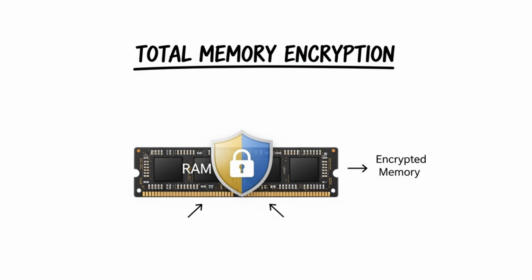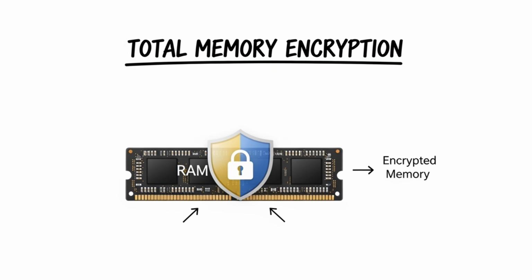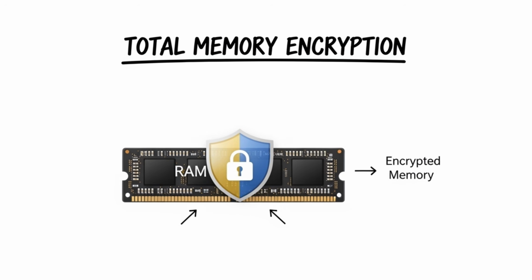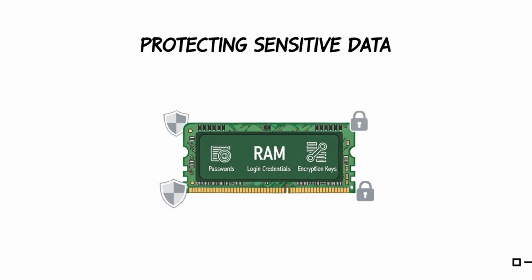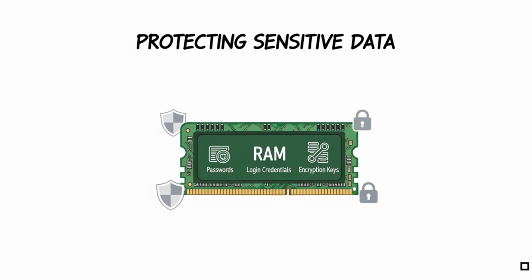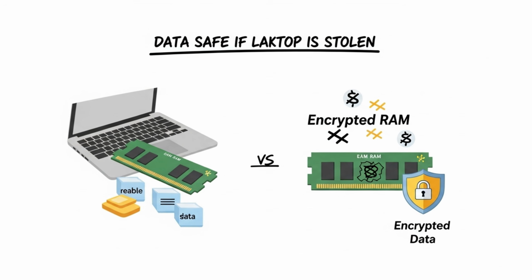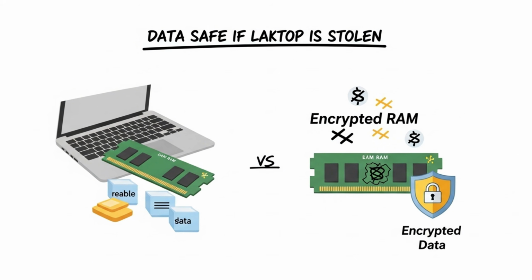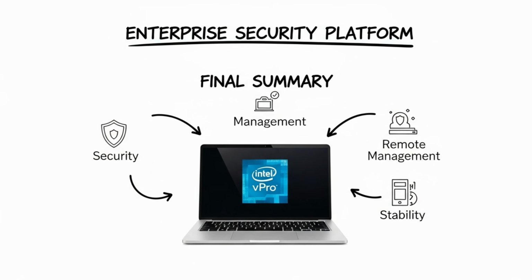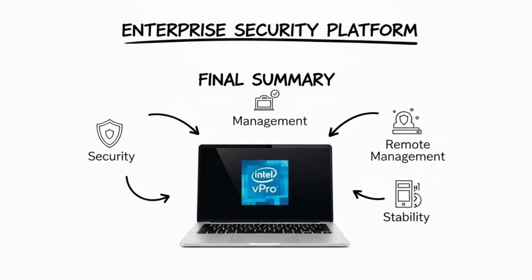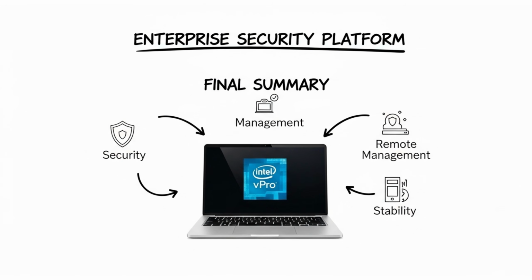hands-on support. Complementing this is hardware-based security like total memory encryption. This feature automatically encrypts the contents of the system memory, protecting sensitive information like login credentials and encryption keys. If a laptop is lost or stolen, any attempt to physically extract data from the RAM will result in scrambled, useless information, adding a critical layer of data protection.